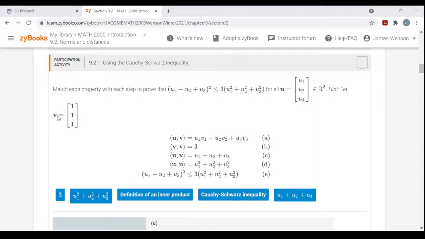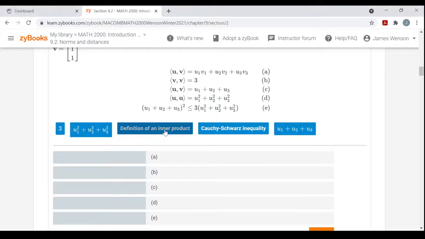All right, you see they're even giving you a little hint here, and you can use say vector u has components u1, u2, and u3, and vector v has components 1, 1, 1. Let's see. Now first they're defining the inner product here, right? So it's just the dot product, right? So they're defining the inner product of u and v to be the dot product, right? u1 times v1 plus u2 times v2 plus u3 times v3, the product of the components added up. So they're just defining an inner product in step A.